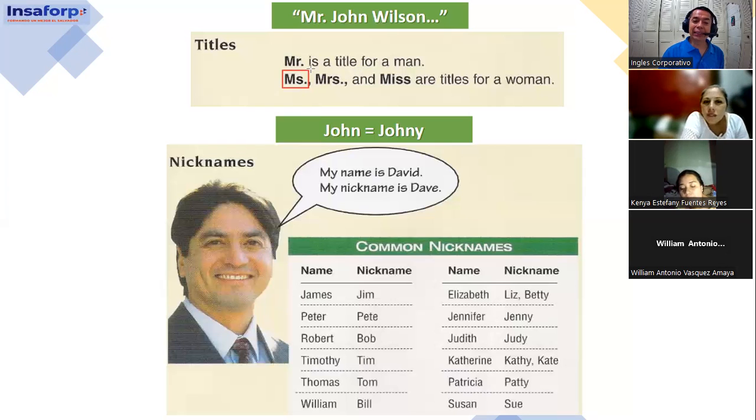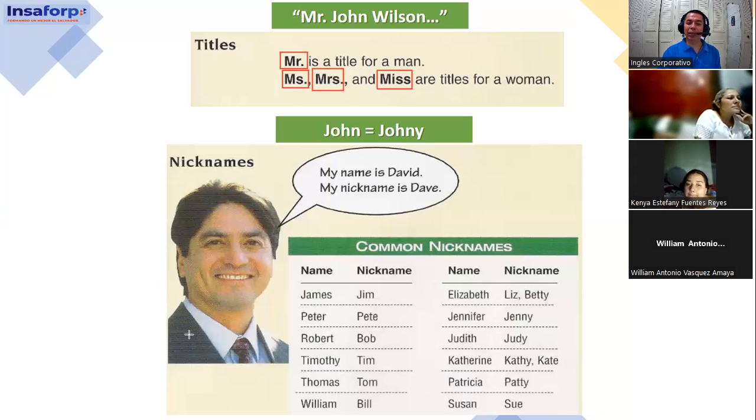And then Mrs., right? Mrs. is only for married women. And Miss, with two S's, Miss, only for single women, right? Okay? In the case of men, no problem, right? Married, not married, divorced, living with a partner, we say Mr., right? Mr. Okay? Good.